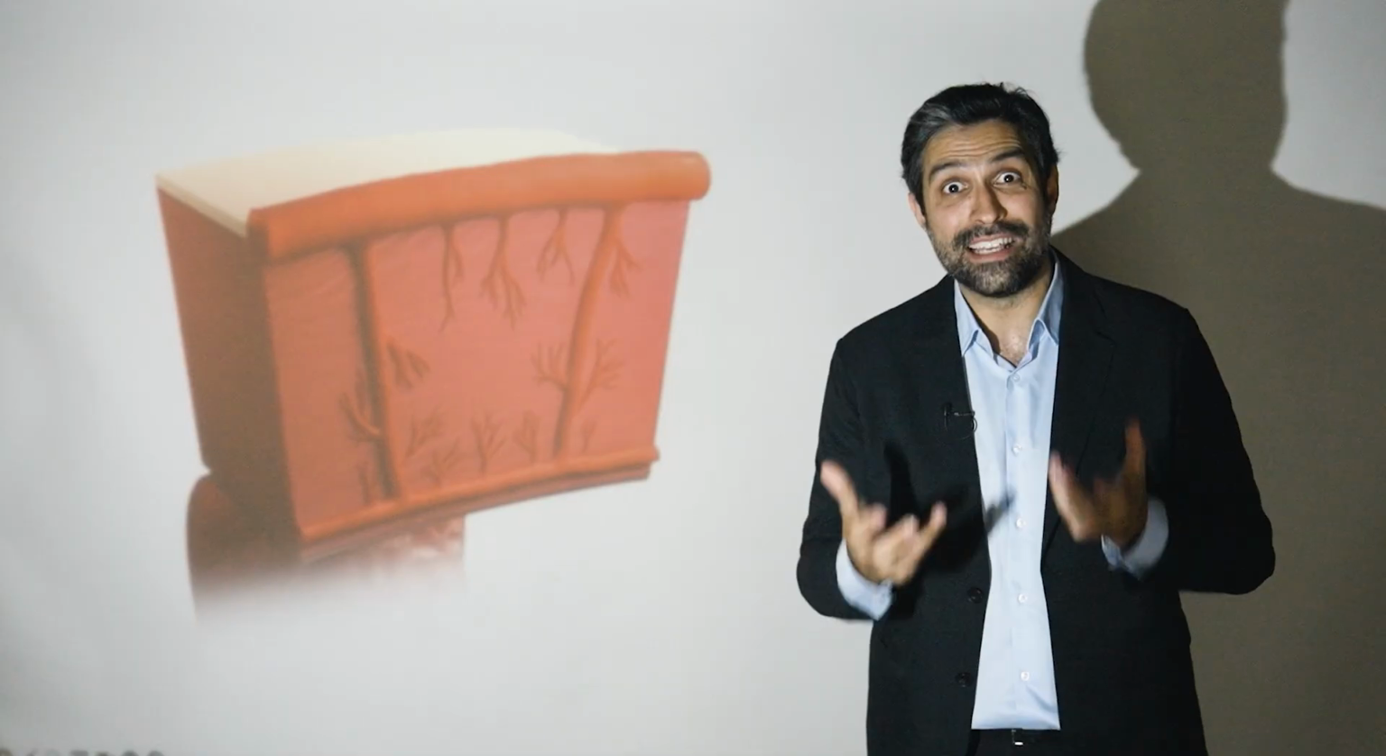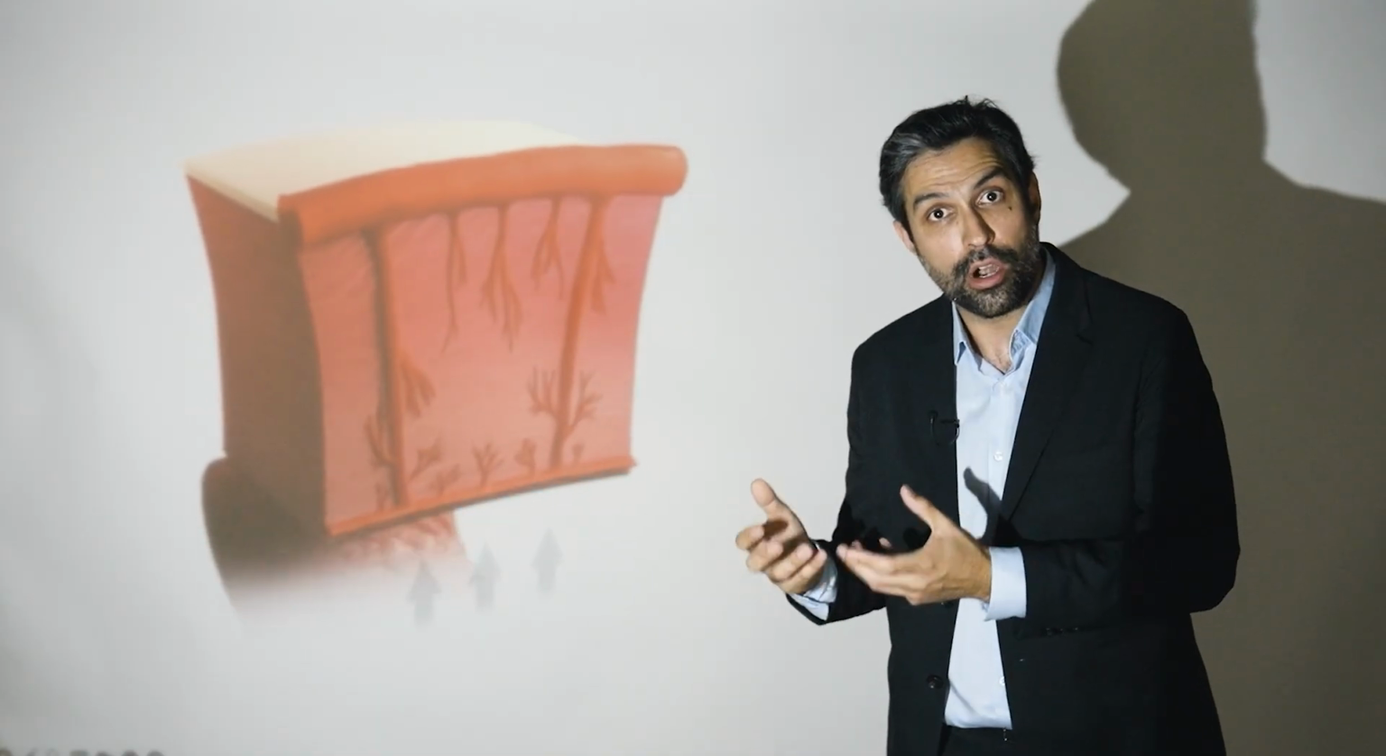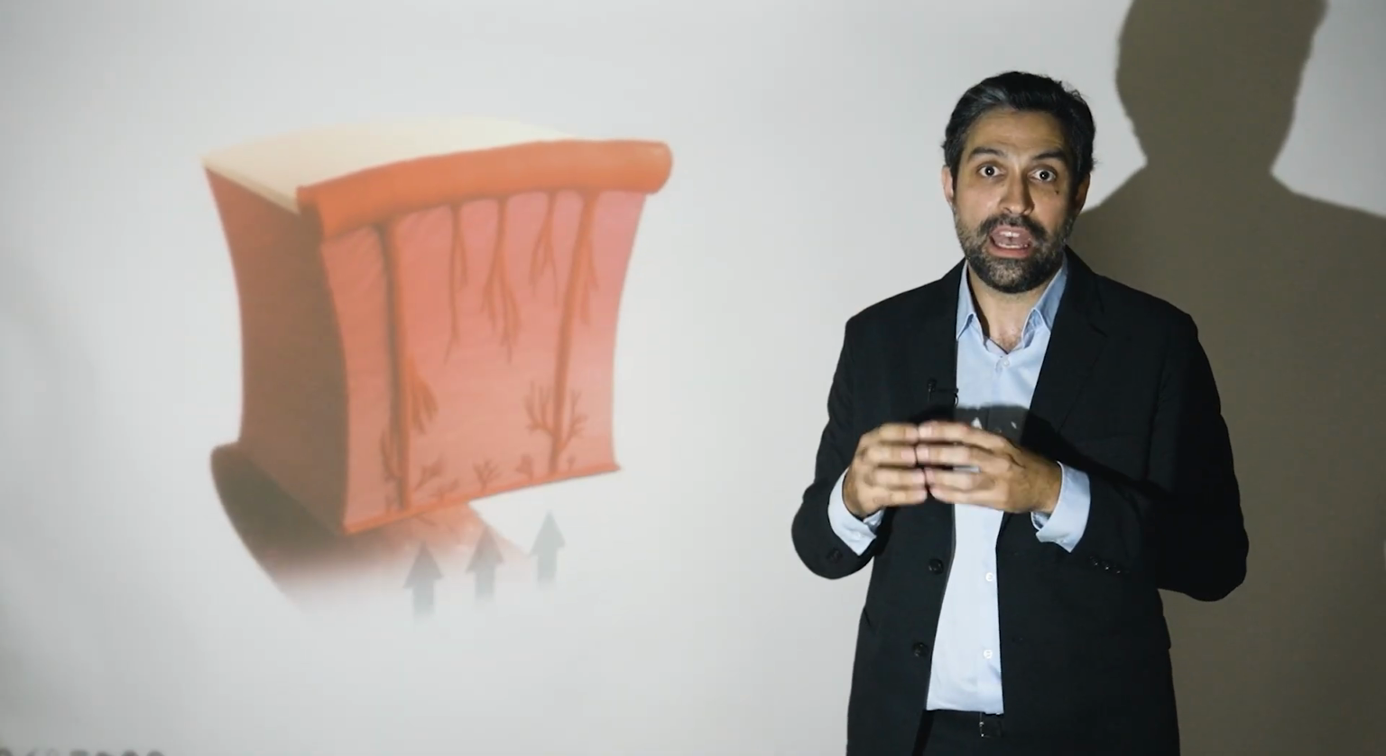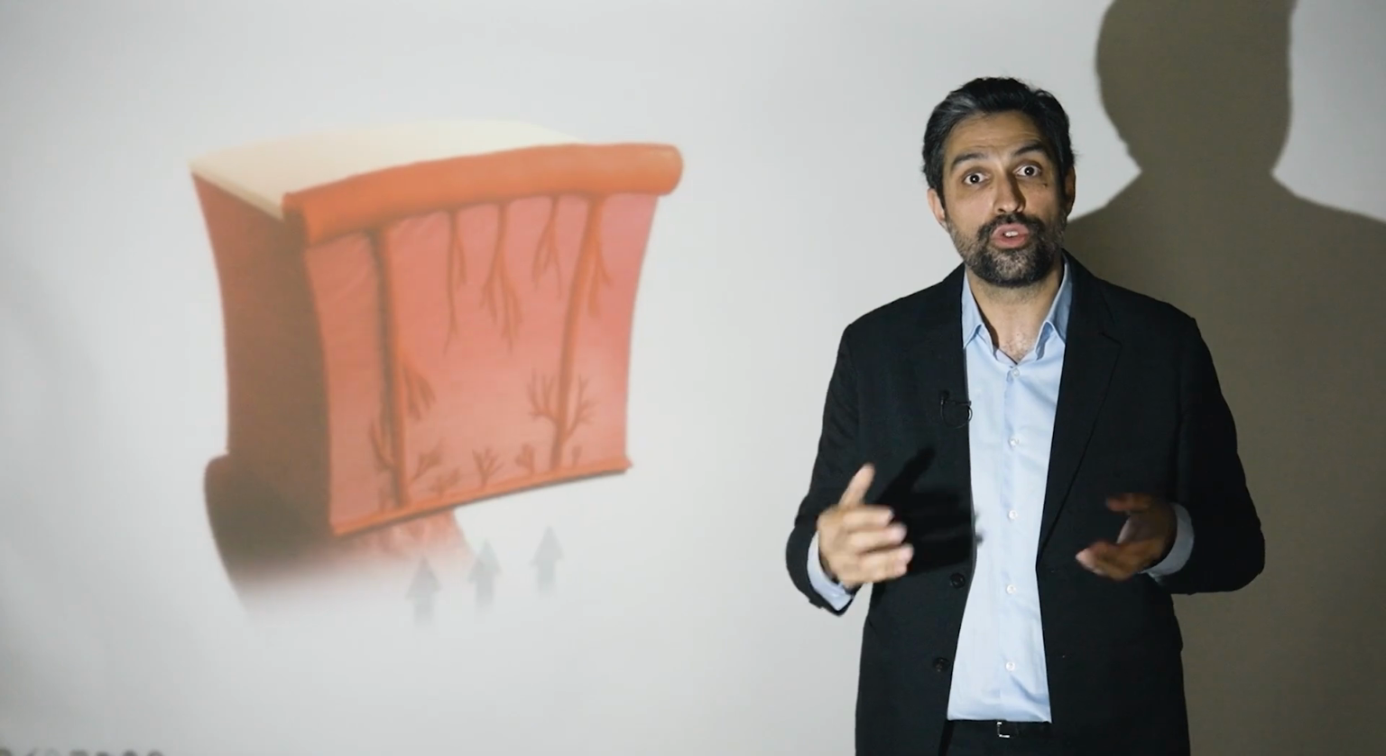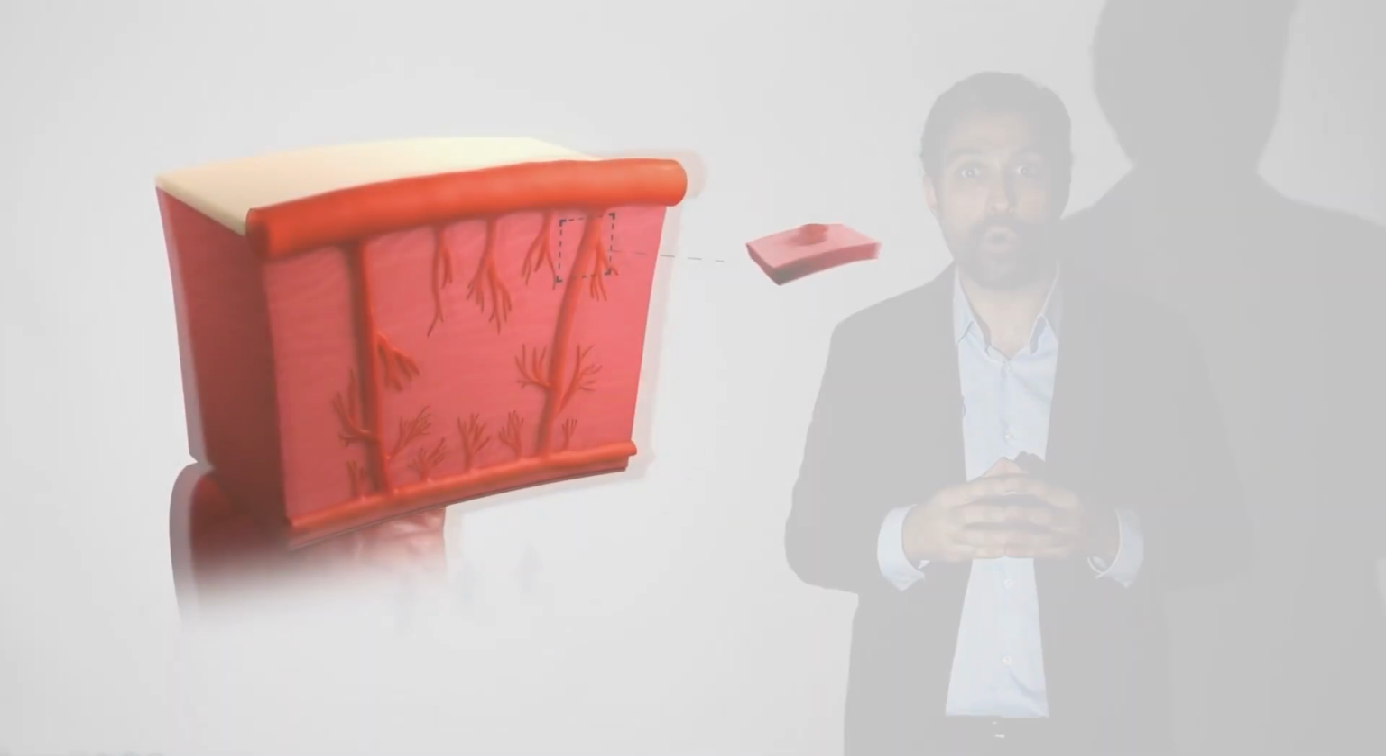The subendocardial layer, being closer to the cavity, is directly influenced by the pressures inside the left ventricle. During systole, pressure rises and it causes a redistribution of blood flow from the subendocardium to the subepicardium, and this generates a gradient of perfusion throughout the left ventricular wall.